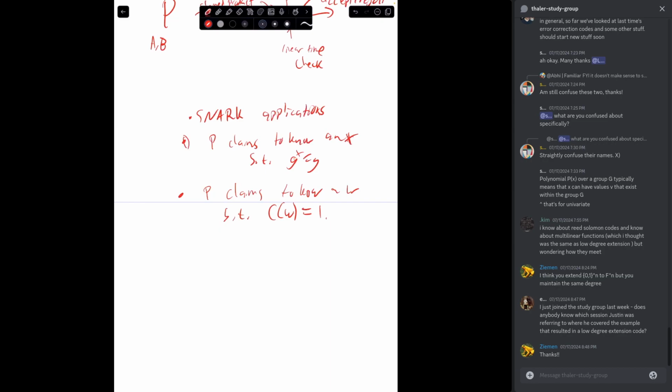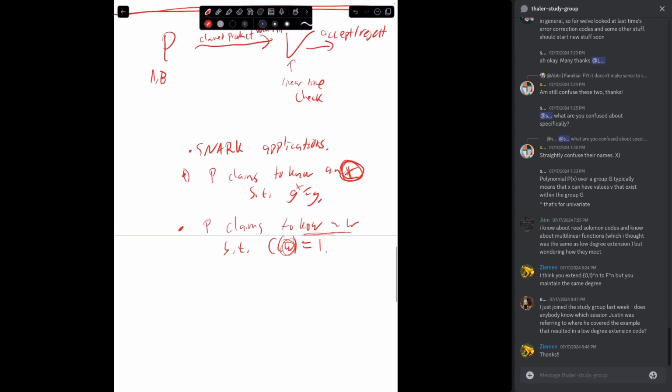computing discrete logarithms is assumed to be hard, right? So if the prover didn't have a reason to already know X, there's no way it's going to compute X on its own in any reasonable amount of time. And similarly, if the prover didn't have some reason to already know the witness W that it's claiming to know here, there's no way it's going to be able to compute W quickly, right? Because circuit SAT is an NP-hard problem. So in many snark applications, the prover is claiming to know a witness for some NP problem. Because it's an NP-hard problem, the prover cannot possibly compute the witness from scratch on its own.